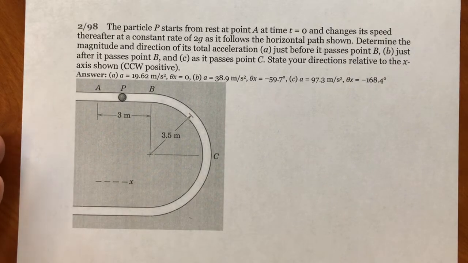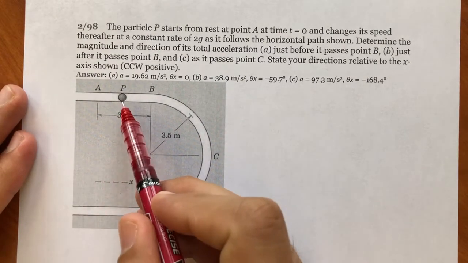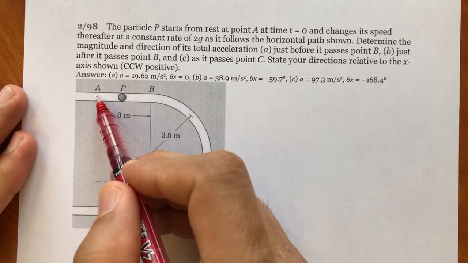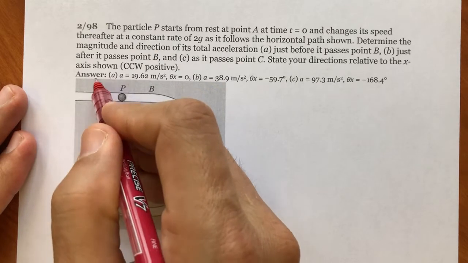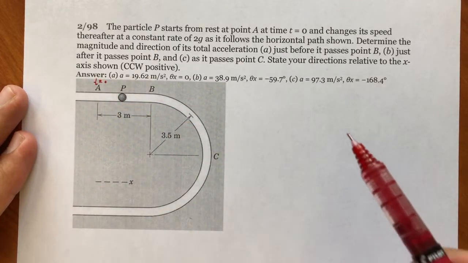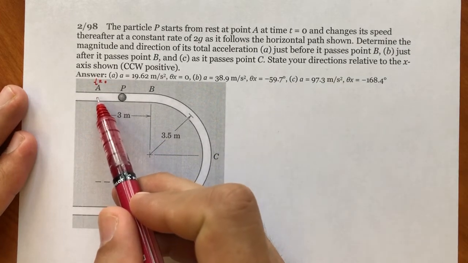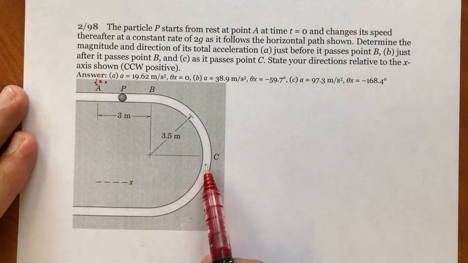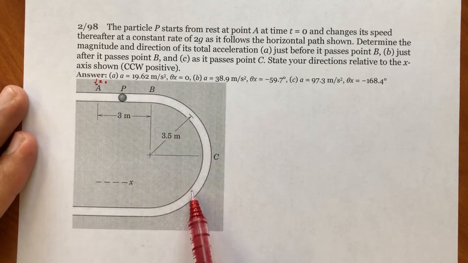Let's start with this problem, which is quite important. Problem 98, chapter 2. Here we have this particle which starts to move from point A at time t equal to 0. It starts from point A and it starts from rest. There is no velocity at point A. And it's going to go to B, then it's going to go to this curve and move along this curve.